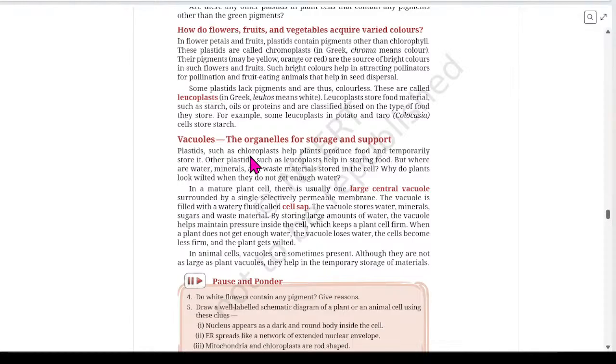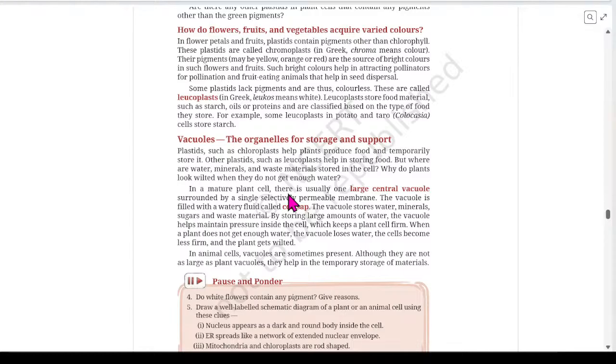Vacuoles are the organelles of storage and support. Plastids such as chloroplast help plant produce food and temporarily store it. Other plastids such as leucoplasts help in storing the food, but where are water, minerals, and the waste materials stored in the cell? Why do plants look wilted when they do not get enough water?